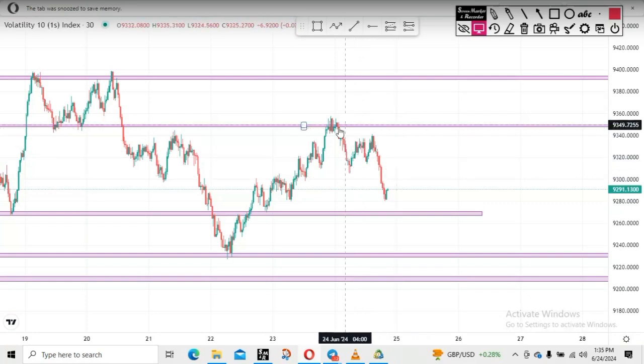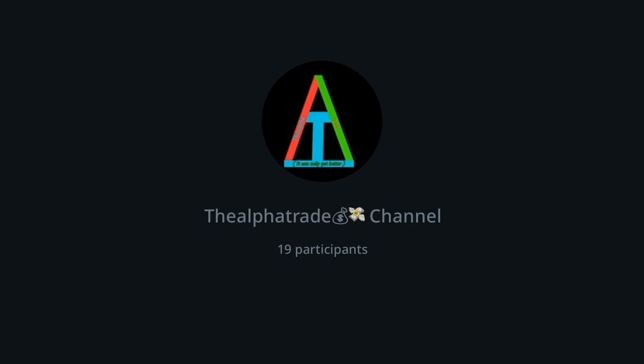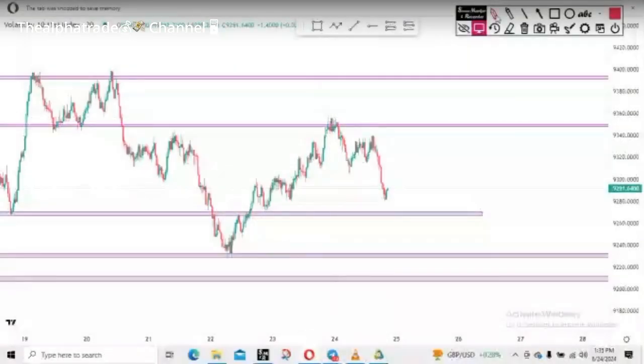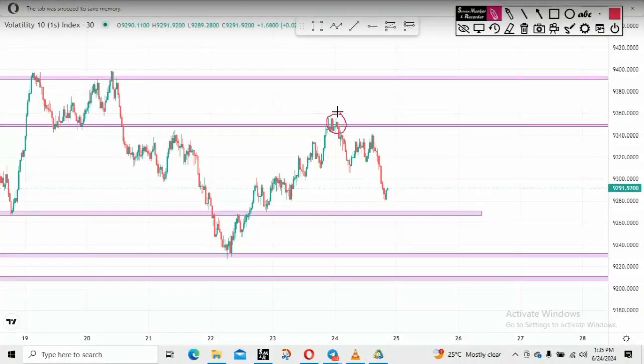Now you can see this is where price is coming from, right? Remember, this is the current price level, and this is where it's coming from. And this is your resistance. So if price is coming from resistance, that means it's trending downwards, and so you should be looking for a sell opportunity.